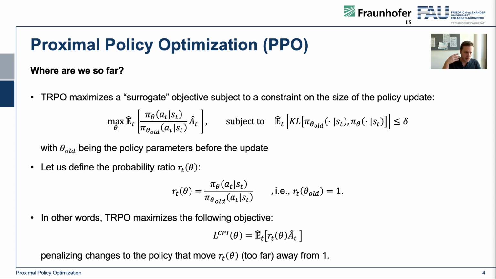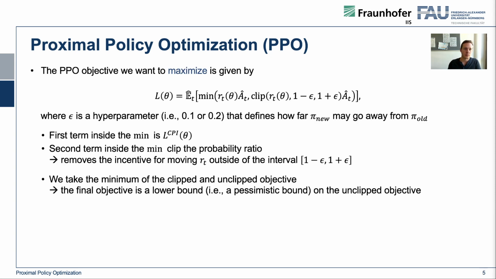And what we actually did is we penalized changes to the policy that moved RT of theta too far away from 1. So we wanted our policy to stay around the region of the old policy, and we wanted to change the probability ratios of our two policies not too much. So we wanted to have that around 1. If we boil it down to the probability ratio, we can come up with the PPO objective that we want to maximize.